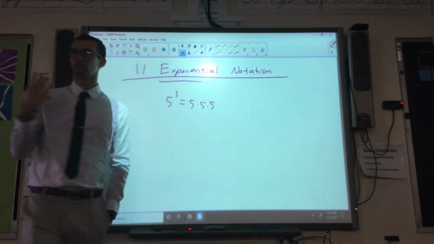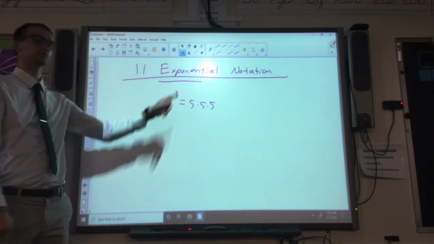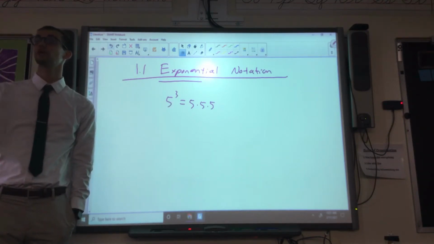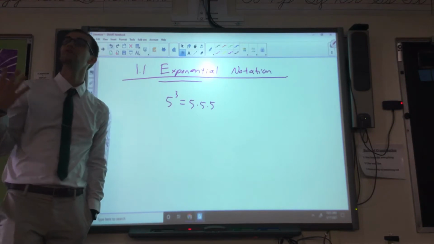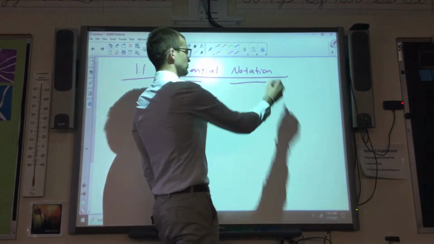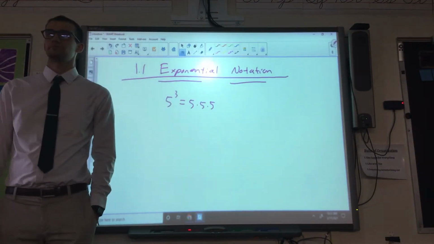What's another way that you would say something to the third? 5 to the second power would be 5 squared. 5 to the third power is 5 cubed. So yes, that's 5 times 5 times 5. Notation is a fancy word for what?